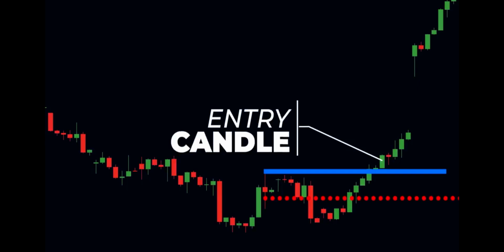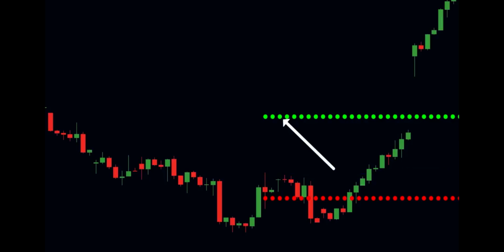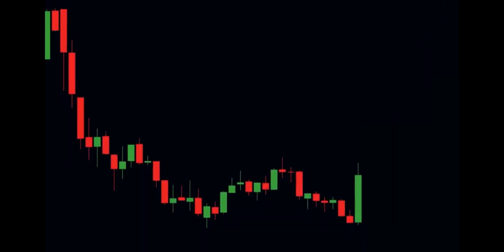We keep our stop loss at the midpoint of C and B. Then, we calculate the distance between point B and C and add that distance above point B to keep our targets. And as you can see, the pattern played out really well on this trade. Now, let's look at another example.